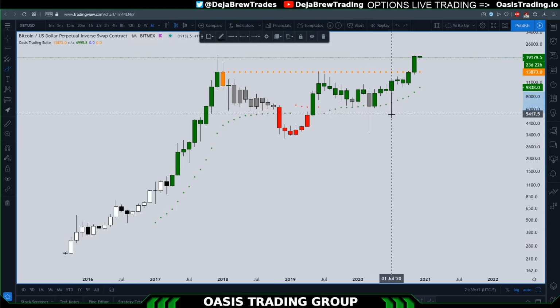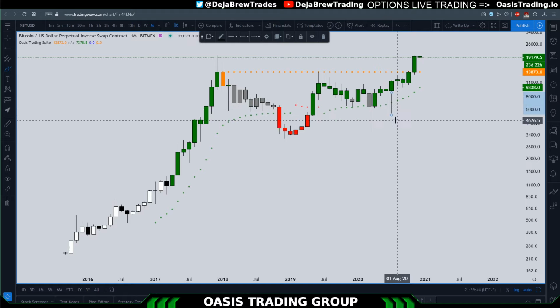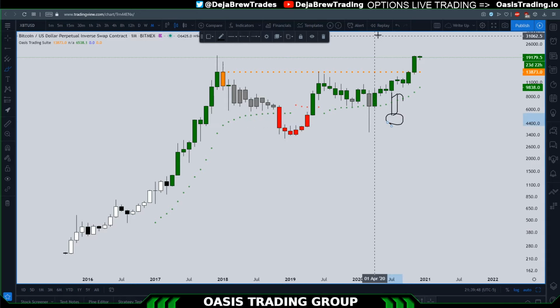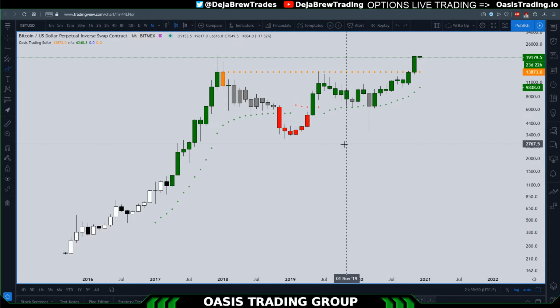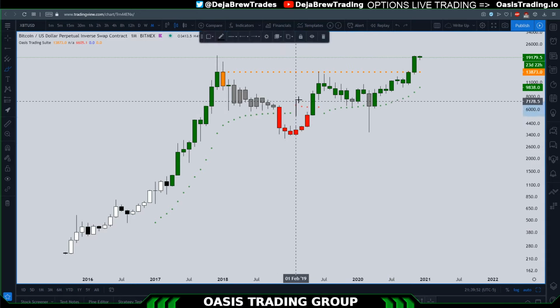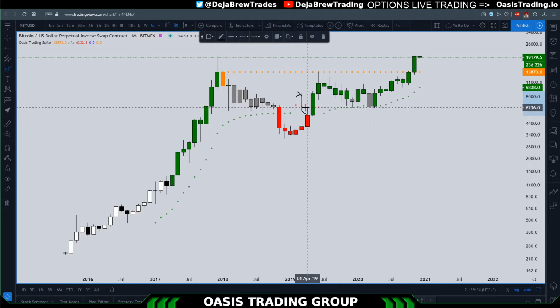So if a wick goes through that trail, and then it comes all the way back up, that will give you a buy signal. Okay. Same thing for the sell arrows. It has to wick the trail and then close below it, and that will give you a sell arrow. Okay.